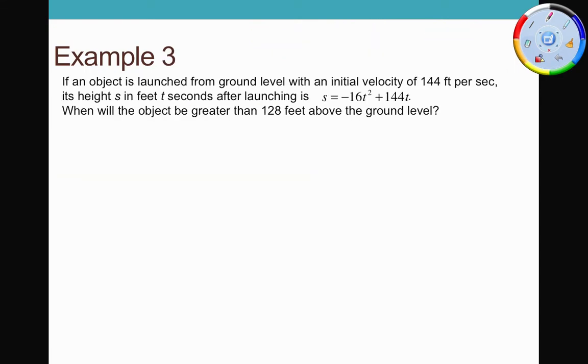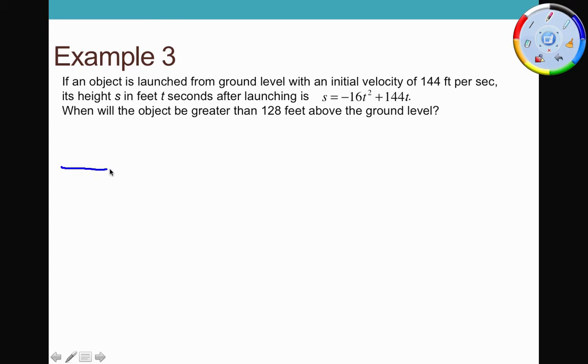I have one more example to do. If an object is launched from ground level with an initial velocity of 144 feet per second, its height s in t seconds after launching is represented by s equals negative 16t squared plus 144t. So they're just explaining the scenario. We're launching from the ground.